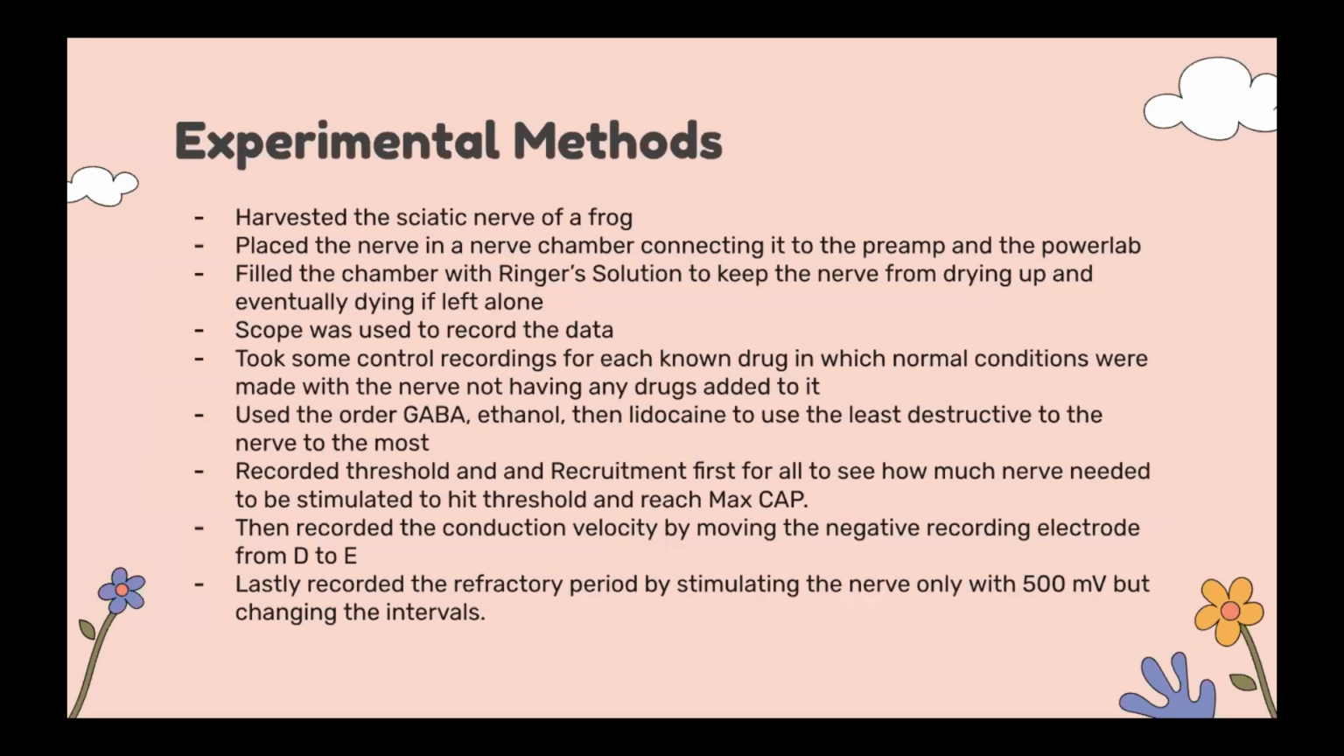The first set of data that we recorded were control groups, which was done for each drug. The control groups were essentially placed in normal conditions where no drugs were added to it. And then we would add the drugs. The drugs were placed in order from least toxic to most toxic. The least toxic was GABA, and then it was ethanol, and then lidocaine. And for each, we recorded their threshold, their max cap, their conduction velocity, and their refractory period.